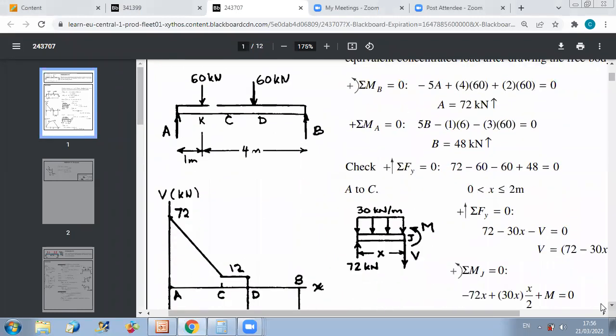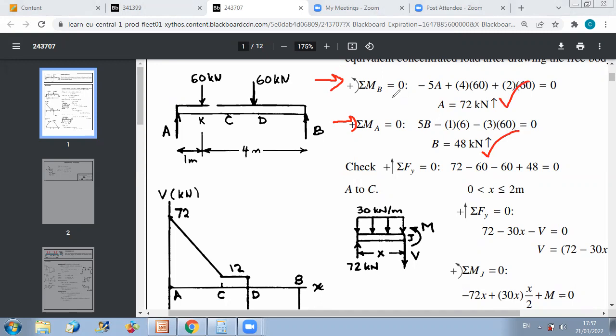Please always check your reactions, because if the reactions are wrong, everything else will be wrong. It will affect all of your results. So I advise you, after finding AY, BY, so here, for example, they use the two equations, sum of moment about B, sum of moment about A. Sum of moment about B gave them AY. Sum of moment about A gave them BY.